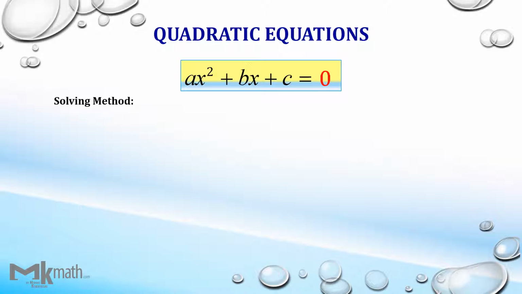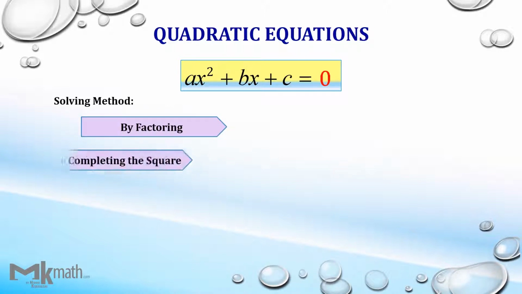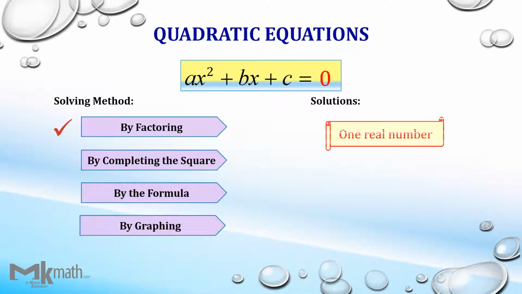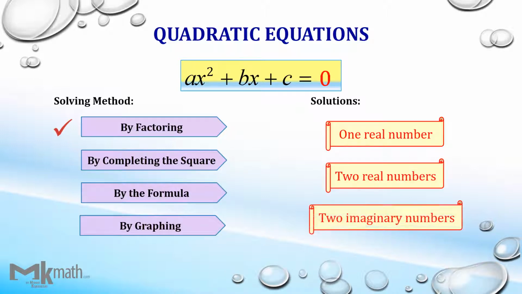To solve equations, there are several ways: by factoring, completing the square, the formula, or graphing. However, all methods start with setting the equation equal to 0, which is very important. I'd like to show the method by factoring in this video. There are three types of solutions. One solution, which is often called double root. Two solutions with real numbers or imaginary number cases.